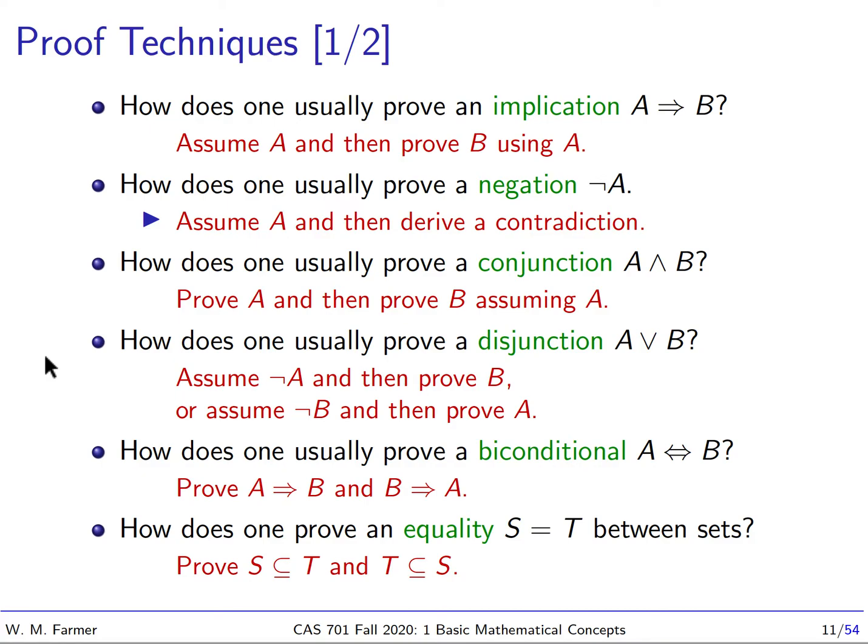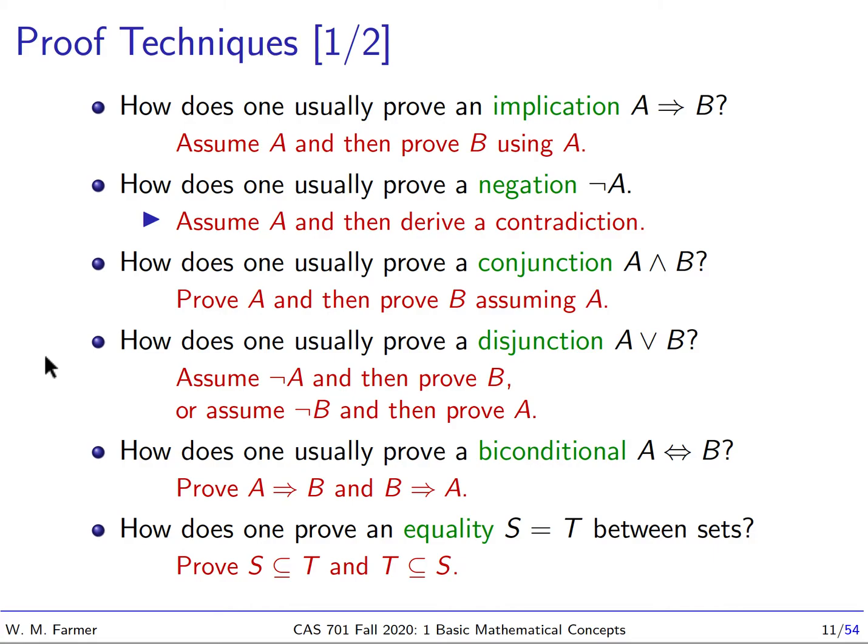The first kind is implication. A implies B. The standard way of proving this is I assume A and then I prove B using A. The next kind of formula is the negation of A. The one standard way of proving this is I assume A, which is the negation of A. I assume A and then I try to derive a contradiction. I try to prove something that can't be true.